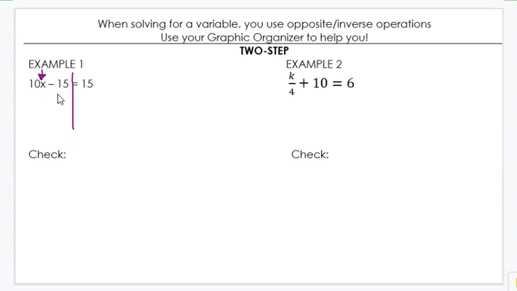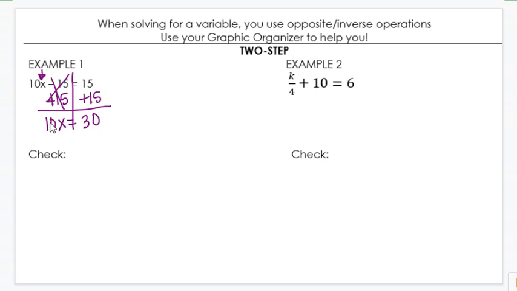So we need to first move the constant by adding 15, because that is the opposite. And what you do to one side, you do to the other, so we're also going to add 15 over here. The negative 15 and the positive 15 are going to cancel, and that's what we want to happen. If we didn't cancel, that means we didn't do the inverse. On this side, we have 15 plus 15, which gives us 30. And over here, we have our 10x left, so we bring it down.